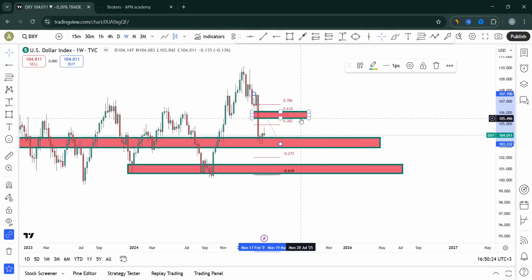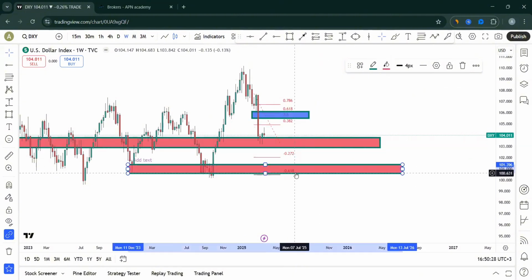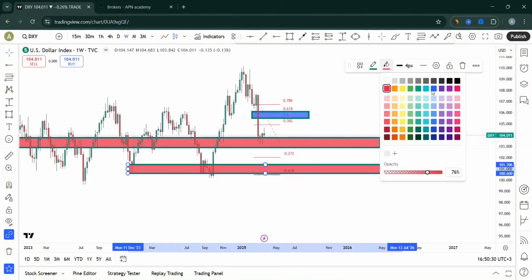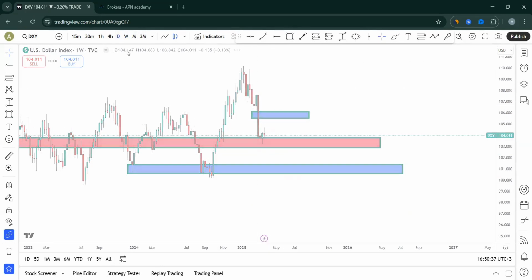Actually, let me just change the colors. We do this one in weekly, just so that we don't get confused. This one was in monthly. This one is in weekly, okay? This one is in weekly, so I'm just going to delete this. Now, let's go down to the daily time frame, okay?